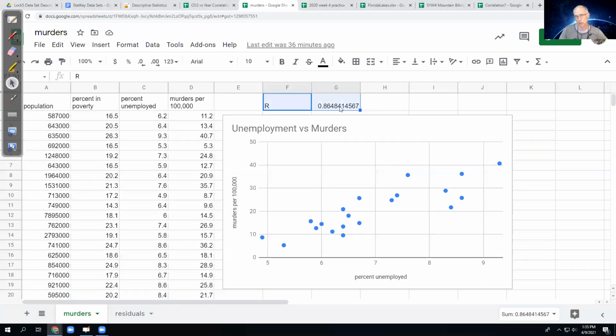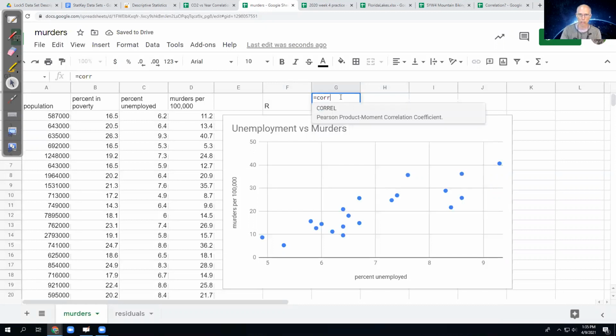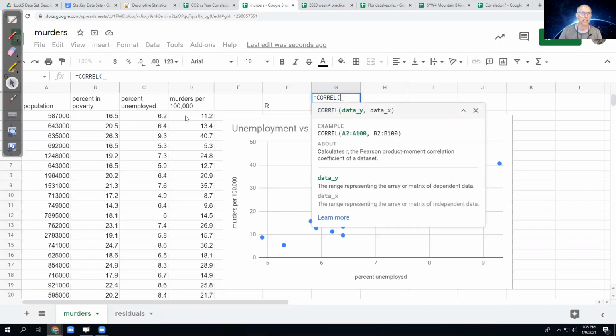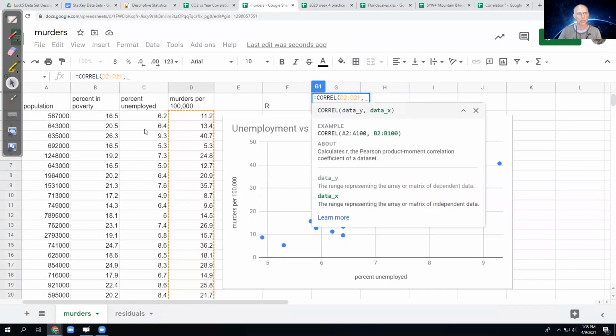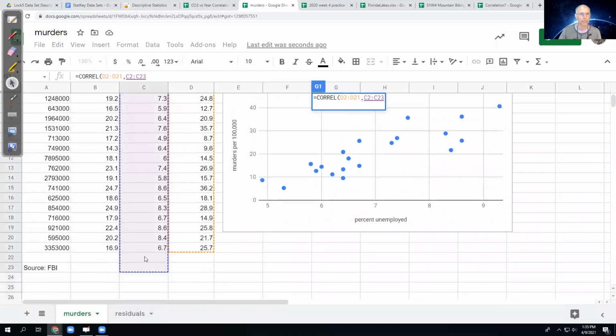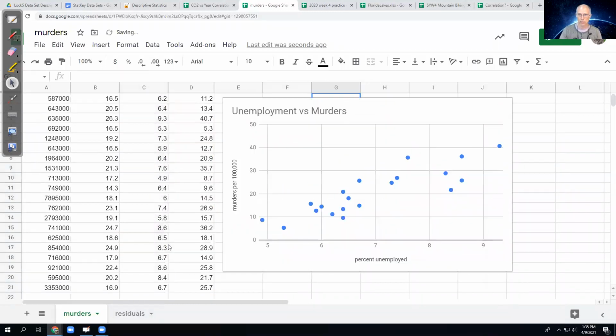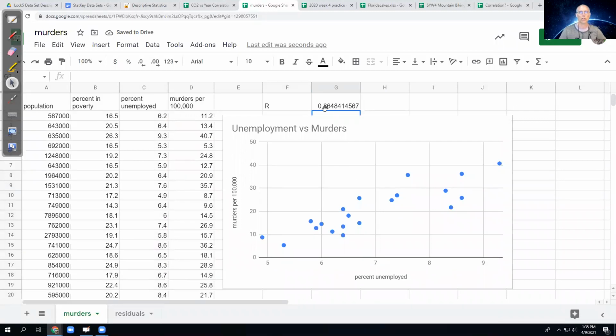So here I calculated the correlation coefficient. In a spreadsheet, to make that calculation, it's just equals, start typing correlation, C-O-R-R, and I get the correlation coefficient. Then Y data, I'm doing murders for Y, and my X, comma, is percent unemployment. So I have a pretty high correlation here, almost 0.9, and so these points relatively line up.